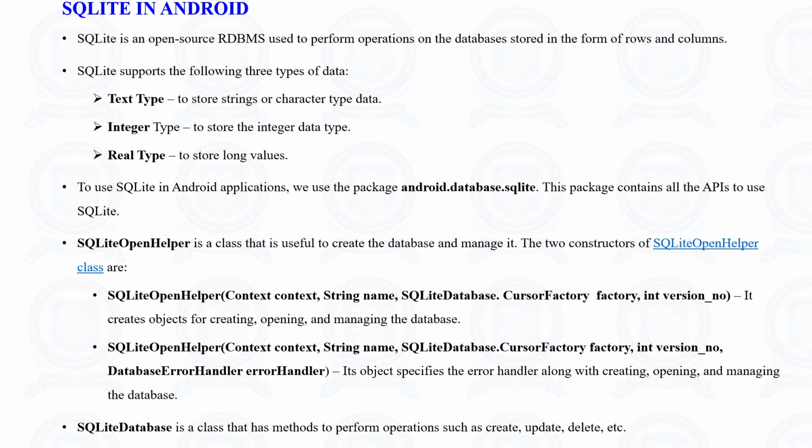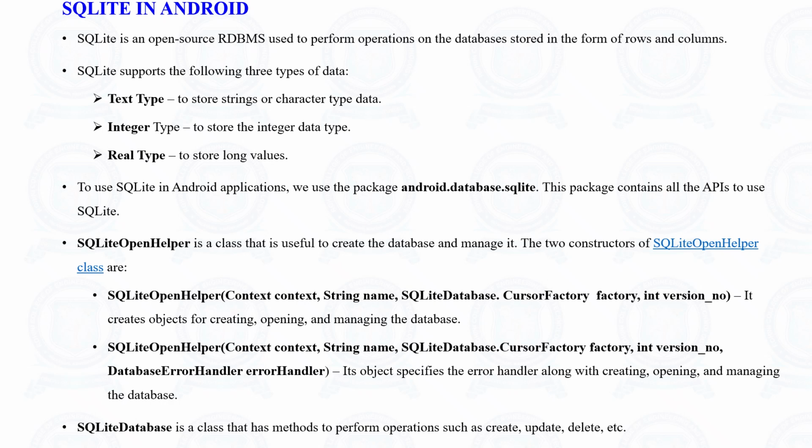SQLite in Android is an open source relational database management system used to perform operations on the database stored in the form of rows and columns. SQLite supports the following three types of data: text type, integer type, and real type. Text type to store strings or character type vectors, integer type to store integer data, real type to store the long values. To use SQLite in Android applications, we use the package android.database.sqlite. This package contains all the APIs to use SQLite.